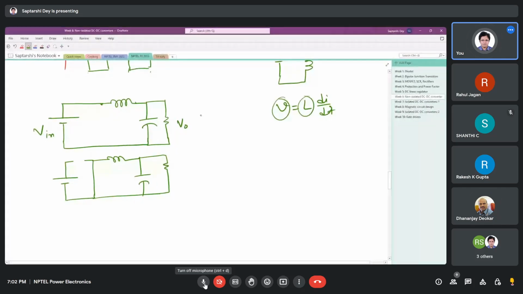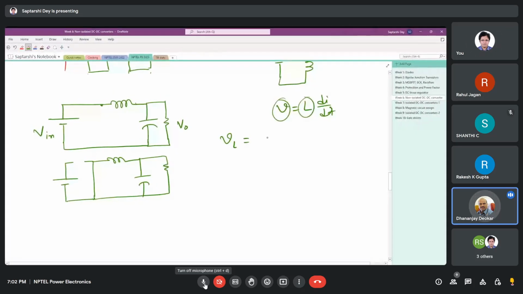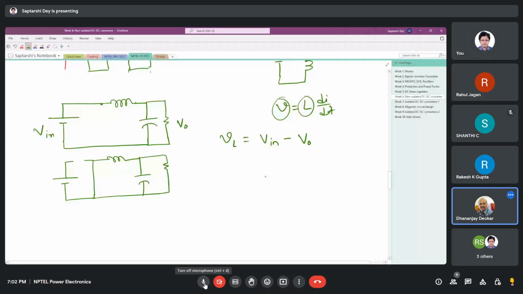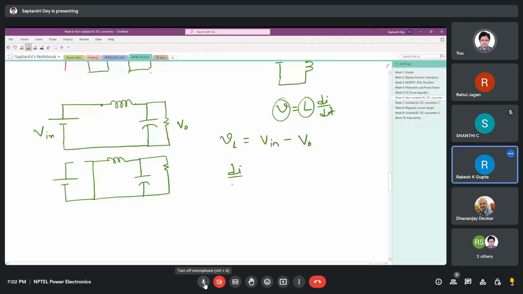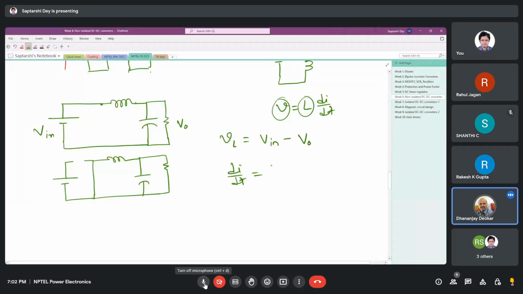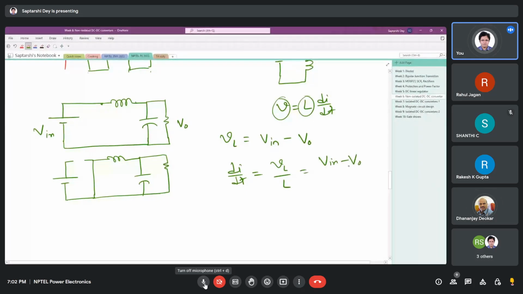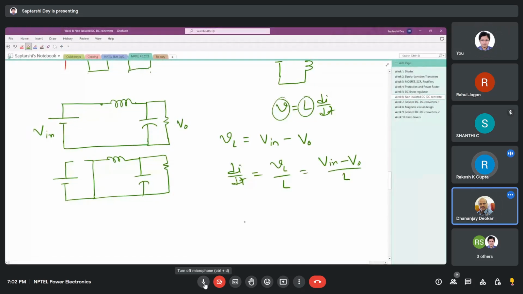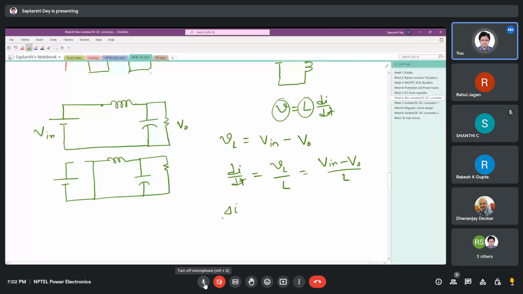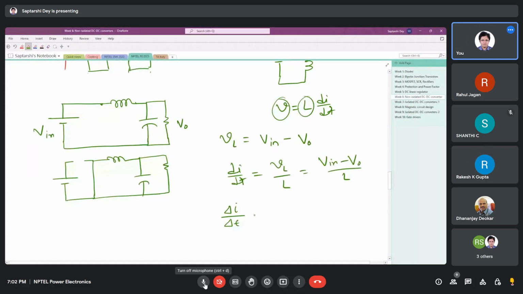So what is the voltage across the inductor? V in minus V0. So VL is V in minus V0, and the di/dt slope of the current is given by VL by L, that means V in minus V0 by L. So the delta I will be V in minus V0 by L into delta t. Since the current rise is linear, we can consider them as delta I and delta T.